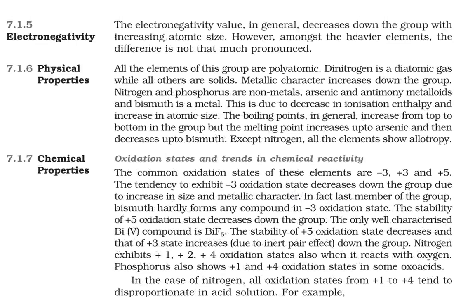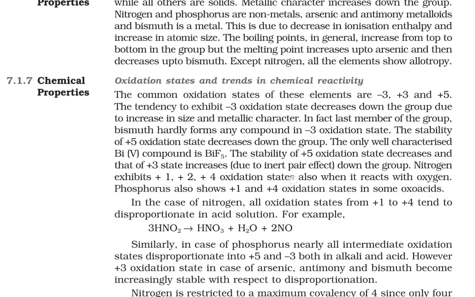Metallic character increases down the group. Nitrogen and phosphorus are nonmetals, arsenic and antimony are metalloids, and bismuth is a metal. This is due to decrease in ionization enthalpy and increase in atomic size. The boiling point in general increases from top to bottom in the group, but melting point increases up to arsenic and then decreases up to bismuth. Except nitrogen, all the elements show allotropy.